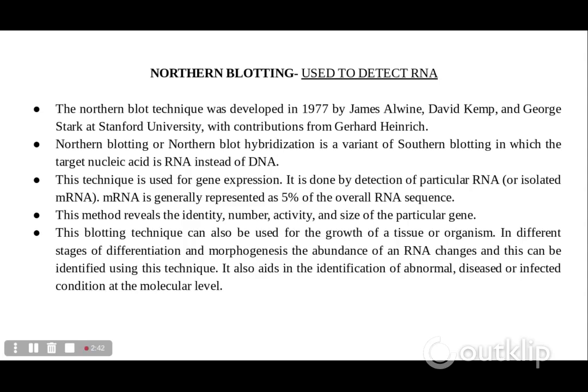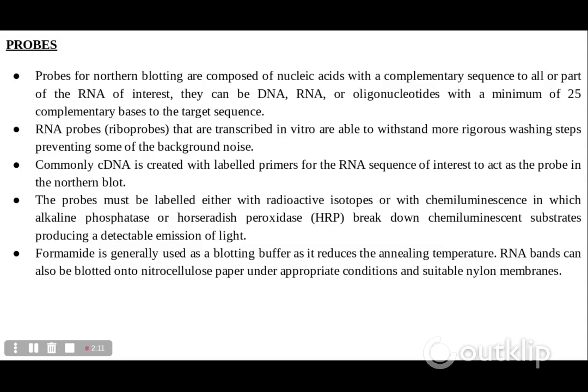Next is Northern blotting, which was developed by James Alwine, David Kemp, and George Stark at Stanford University with the contributions of Gerhard Hendrich in 1977. It is the method that is involved for RNA instead of DNA. This technique is used for gene expression, and it is done by detection of a particular RNA or the isolated mRNA, which is almost 5% of overall RNA sequences. This method reveals the identity, the number, activity, and size of a particular gene.